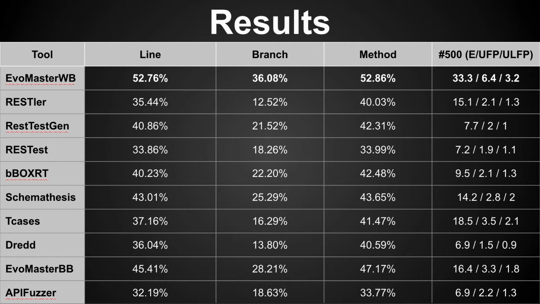The table shows the achieved line, branch, and method code coverage in an hour, and errors, unique failure points, and unique library failure points. The results show that EvoMaster WB performed the best on all the metrics. Tcases found the most bugs among the black box tools. EvoMaster BB and Wrestler ranked second and third among the black box tools. Now, let's see how the analysis of these results lets us answer our research questions.